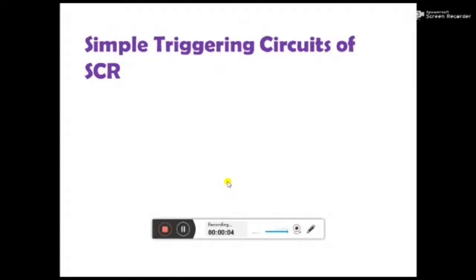In this lecture, we are going to study some simple circuits which are used to turn on an SCR. These are called triggering circuits of SCR. In the previous lecture, we have seen some methods of triggering an SCR: forward voltage triggering, gate triggering, dV/dt triggering, temperature triggering, and light triggering were the methods used to turn on an SCR. These are some of the circuits which are used in those methods.